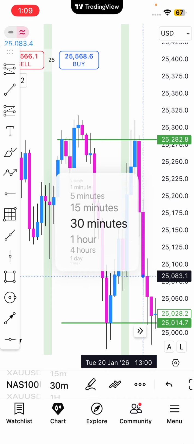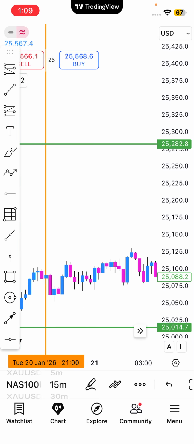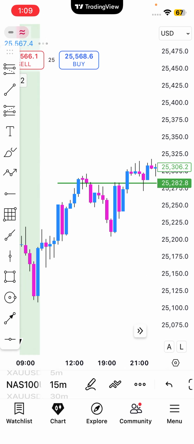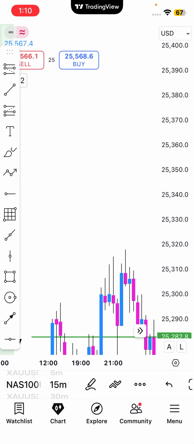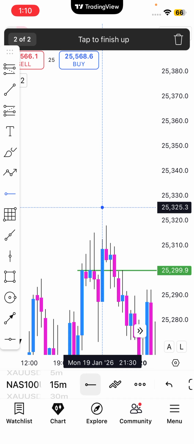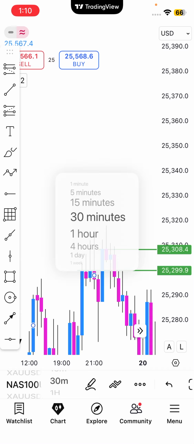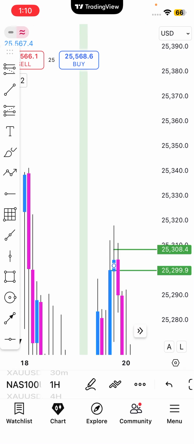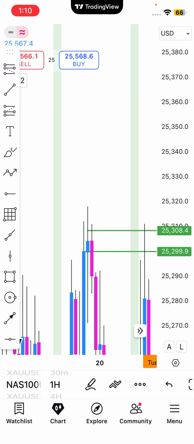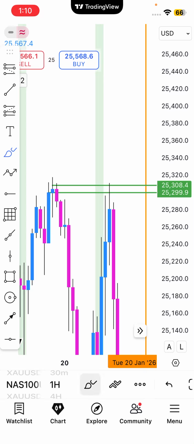So if you remember, I always refine it to the 15. So with NAS, I always refine the level to the 15. So this is the level I refine it to. So this would be the level I would enter from. And that would be the apex. And go back to the 1 hour. And you can see that's where price tapped and went down, right?